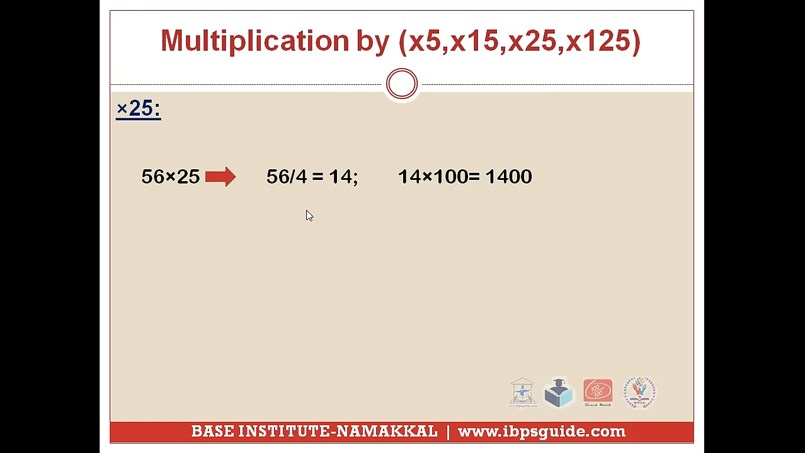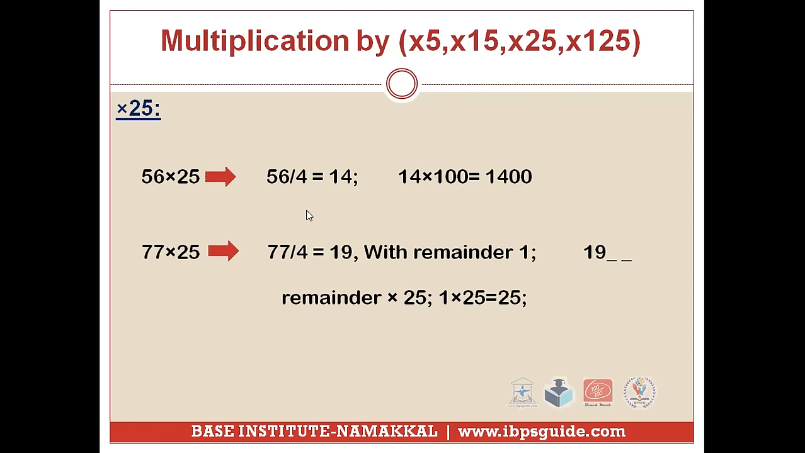For instance, if you are multiplying 77 with 25, while dividing 77 by 4 we get 19 with remainder 1. Friends, first we have to place the quotient value 19 first, and then multiply the remainder with 25. Here the remainder is 1, and multiplying 1 into 25 we get 25. So place this resultant value 25 after the quotient 19, so that we get 1925. So the answer is 1925.